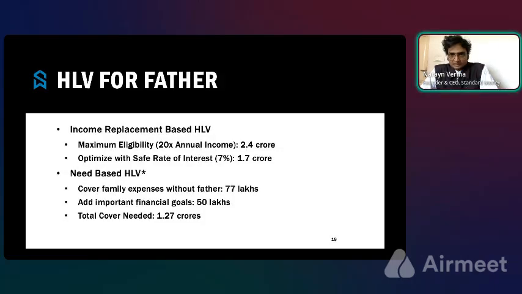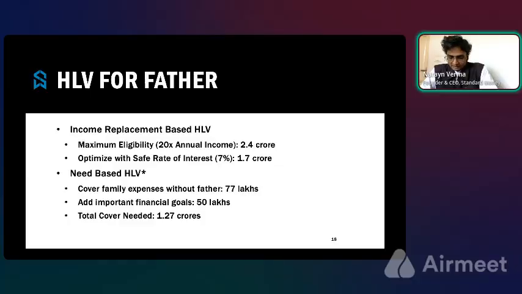First of all, let's try to cover the primary source of income, which is the father. There are multiple ways we can get to an HLV number, which will give us the amount of cover that the term insurance should have. If you go to an insurance provider and ask what is the maximum eligibility of term cover, they will give you either 10 to 20x of your annual income as term life insurance cover. So in this case, it comes around to be 2.4 crores.